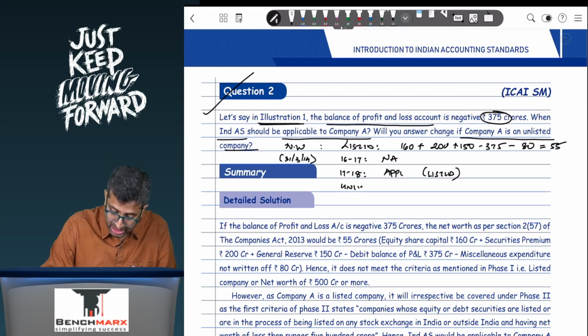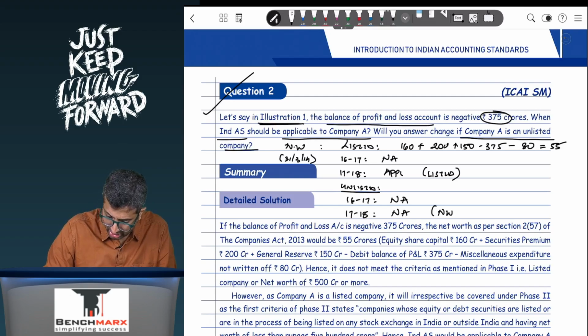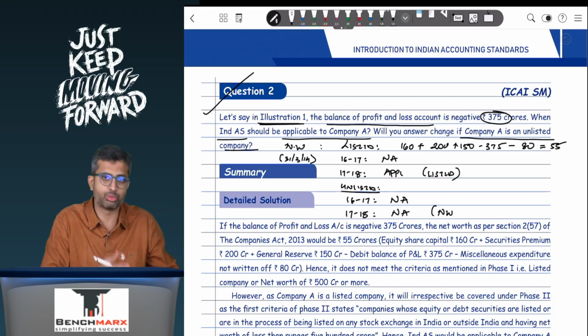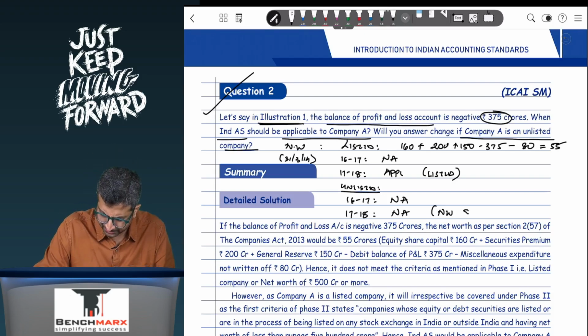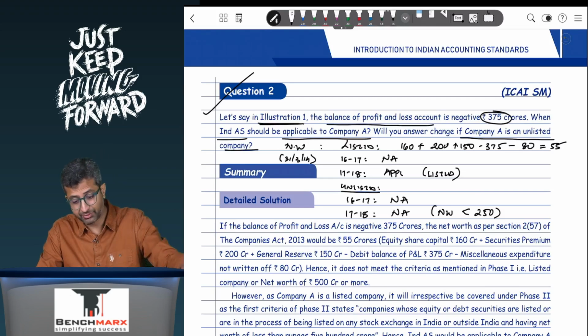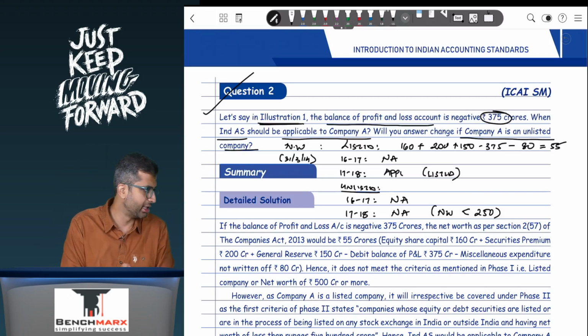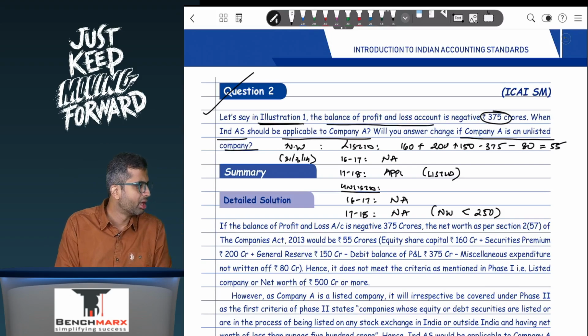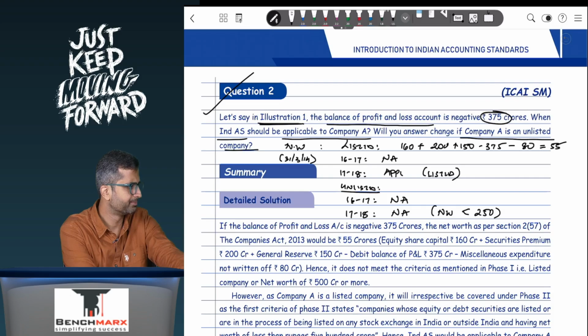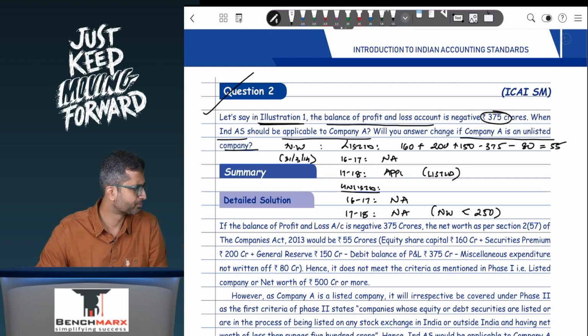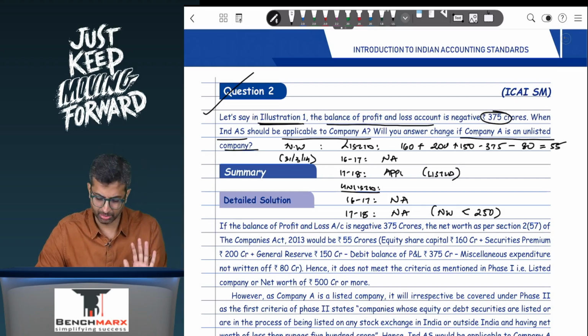However, if I am an unlisted company, then in the year 1617, Ind AS is not applicable, NA. In the year 1718 as well, Ind AS will not be applicable because the net worth, well, I don't know what the net worth is, but assuming the net worth is the same, or at least it is less than 250 crores, Ind AS is not applicable. If it crosses 250 crores, Ind AS becomes applicable. Are we clear with this? Any problem here? Okay, so this is question number 2.